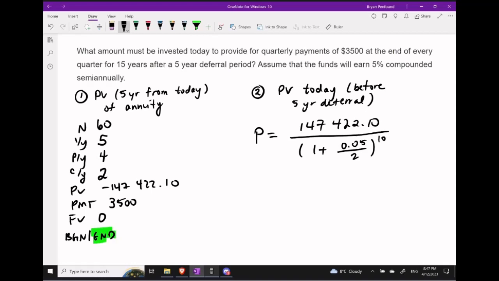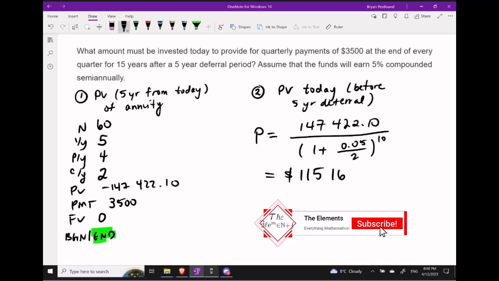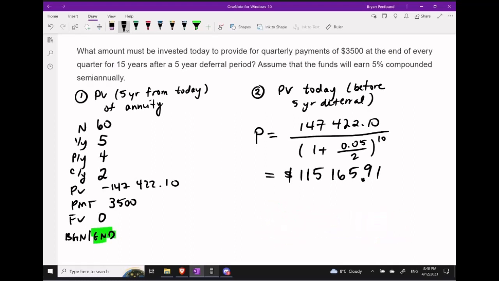So let's take the PV that we calculated in part 1. I'm going to alter it so that it's a positive value here, and we're going to discount it by using 5% compounded semi-annually. And if we have a 5-year deferral period with semi-annual compounding, that means that n is equal to 10. And simplifying this expression, we should get $115,165.91.